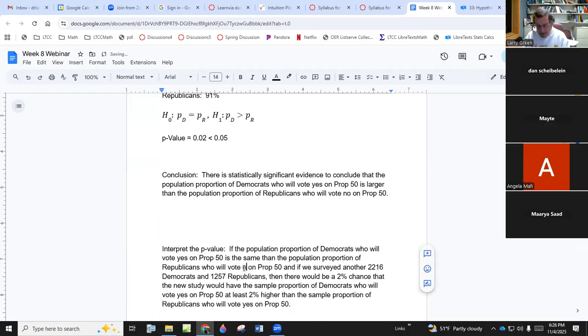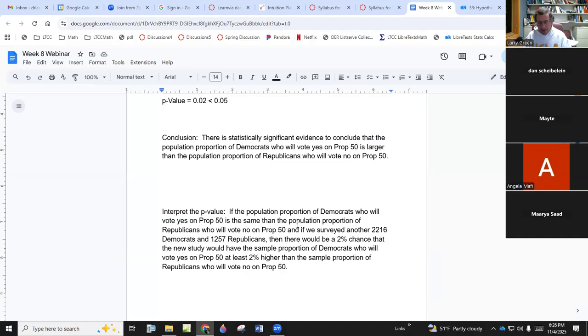Okay, so one thing, again, this is just like last week. I'm just fixing a few things. Not only do you want to state the conclusion, it's really important you know how to interpret the p-value. The p-value is as follows.